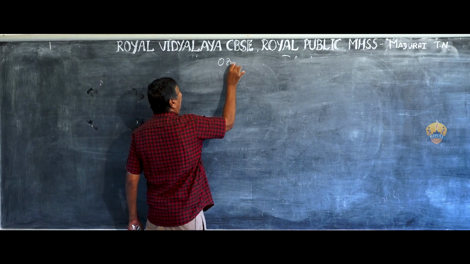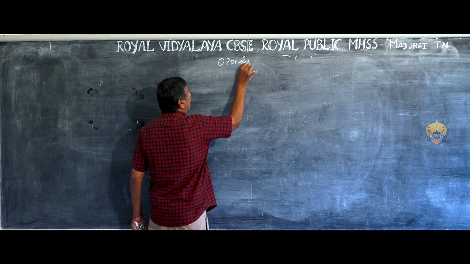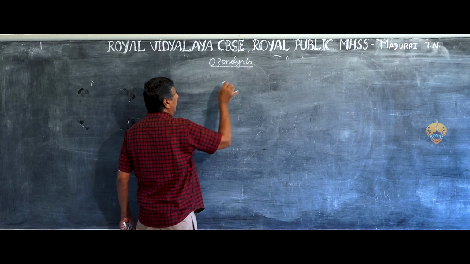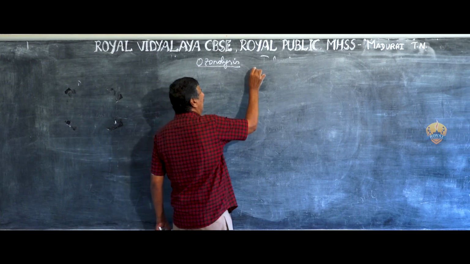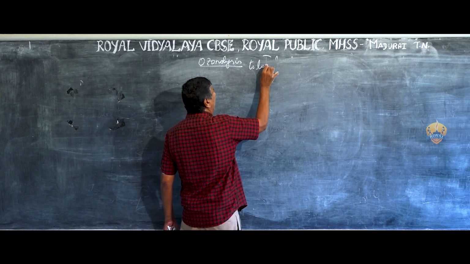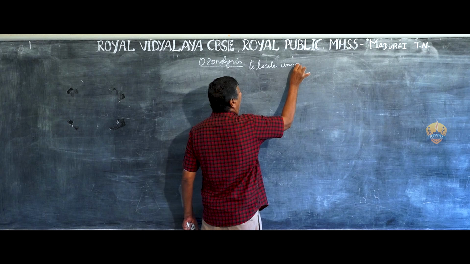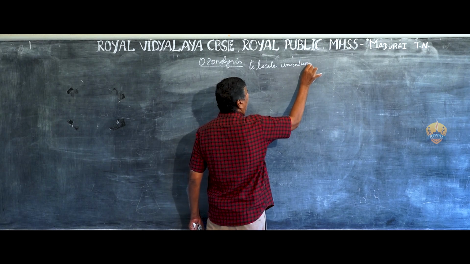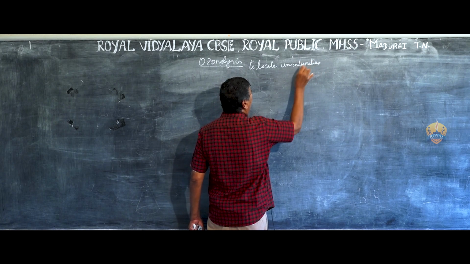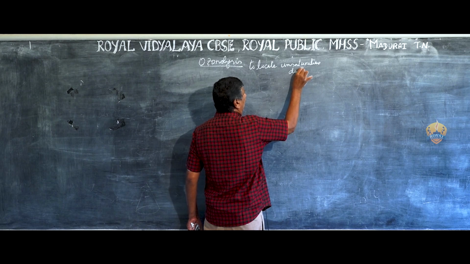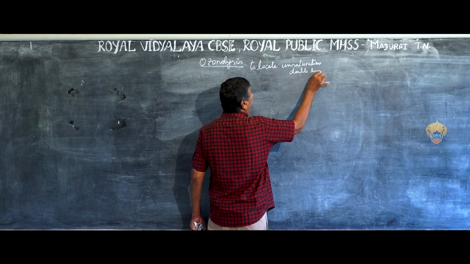Ozonolysis. You are going to see about ozonolysis. What is the purpose of ozonolysis? To locate the unsaturation in an organic compound, that is, a double bond.